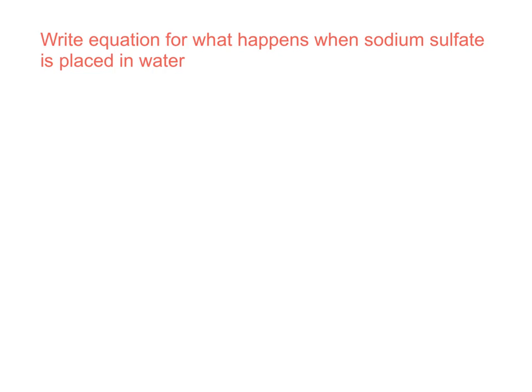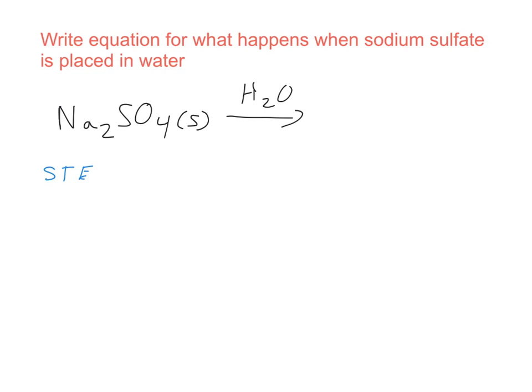All right, write the equation for what happens when sodium sulfate is placed in water. So we have sodium sulfate, and we're placing it in water. What happens? Couple steps are required to do this, and I always recommend that you follow these steps to avoid making simple mistakes. By now you're well versed in your nomenclature rules.